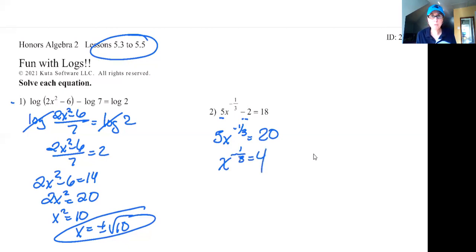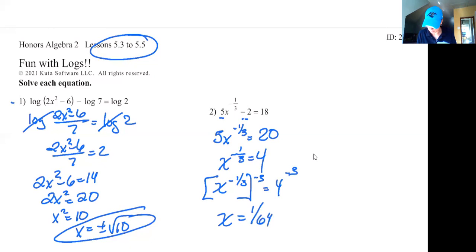To get rid of that negative 1/3, I want to raise both sides to the reciprocal power. So x to the negative 1/3, raise this side to the negative 3, raise this side to the negative 3. And so I have x is equal to 1 over 64. Okay, nice fun problem there.